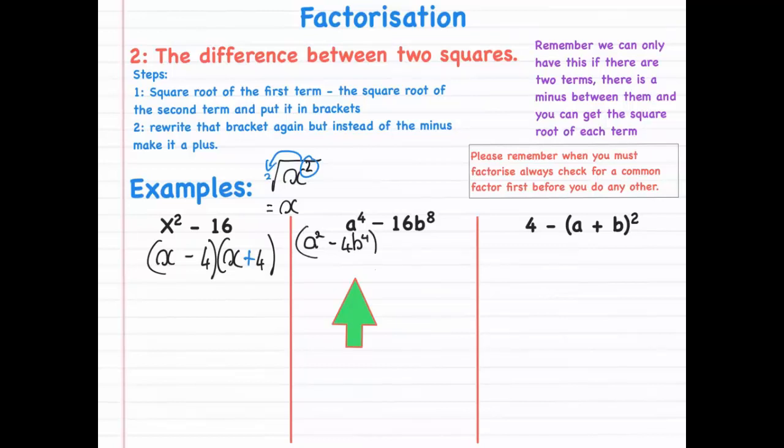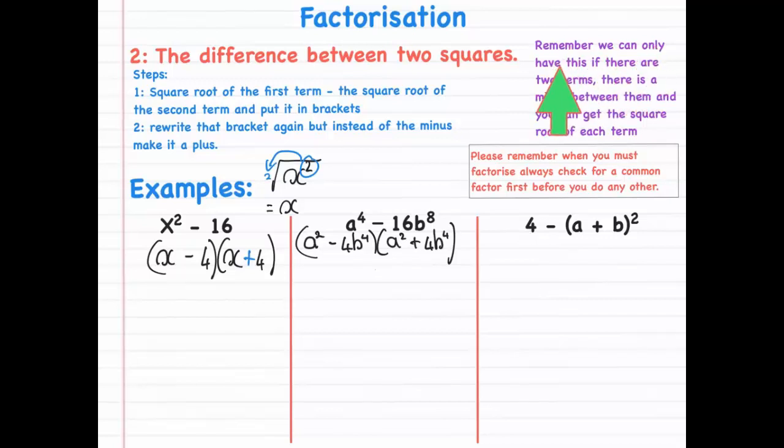We put that in brackets. We rewrite this bracket and we change the minus to a plus. And are you happy? There we go. But please don't just stop. Always go and look inside the brackets. There you can easily see that this is also a difference between two squares. There's a minus, we can get the square root of that one, and we can get the square root of that one. But not for this, because there's not a minus.